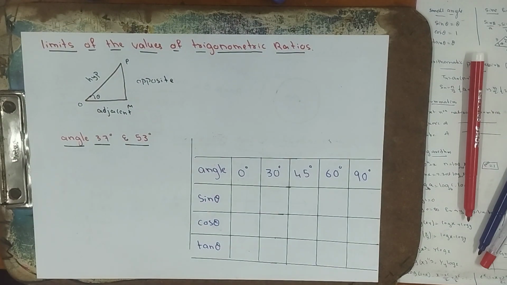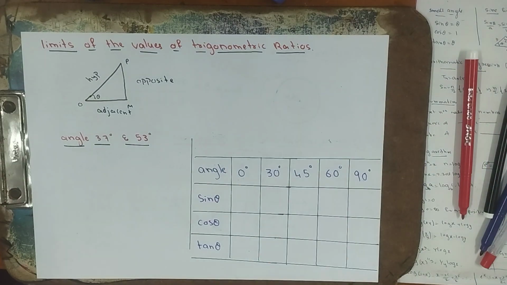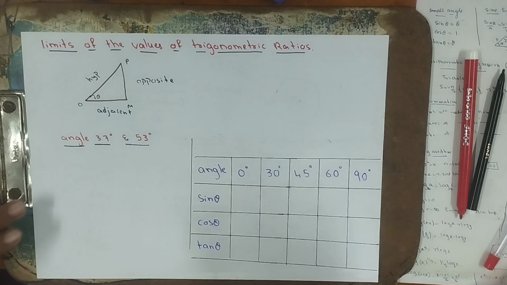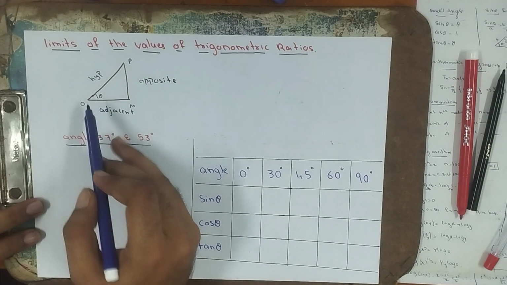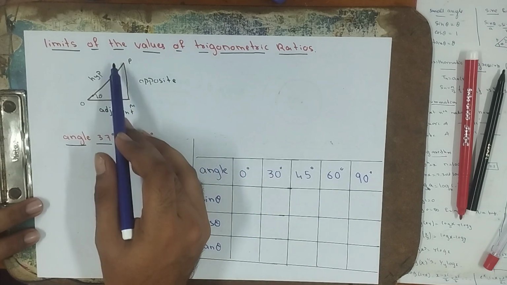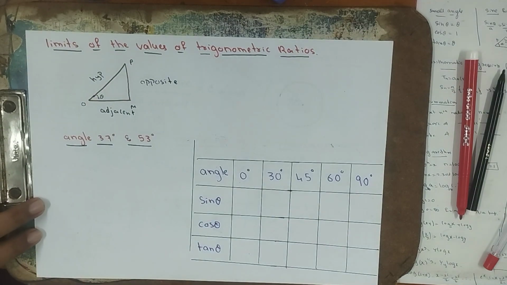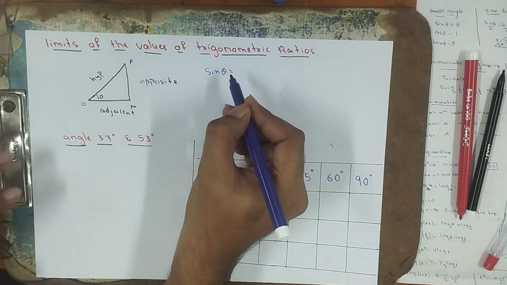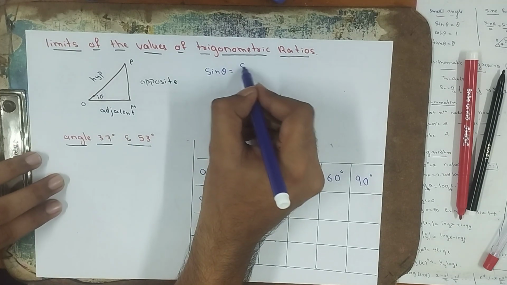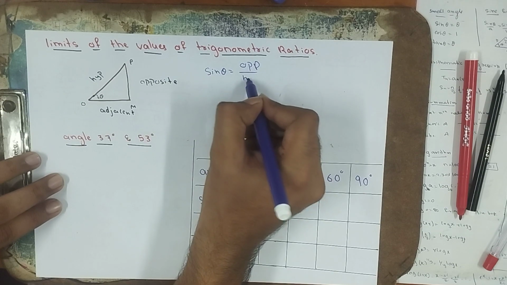Everyone knows this, but one more time I am going to tell you. See, now limits and values of trigonometric ratios. We all know it is a triangle. Okay, downside we call adjacent, opposite to this angle is opposite. Now this long side is called hypotenuse. Now see, one more time I am telling, sin theta is equal to opposite by hypotenuse.